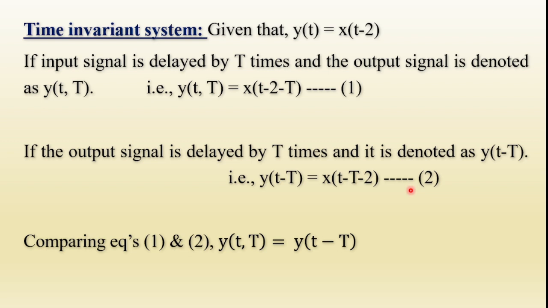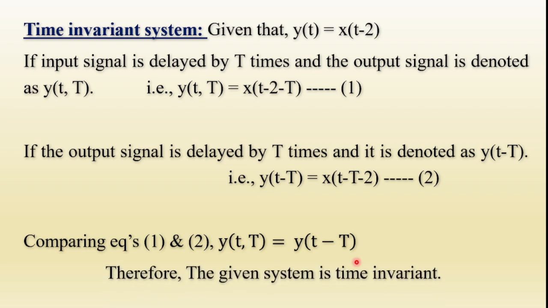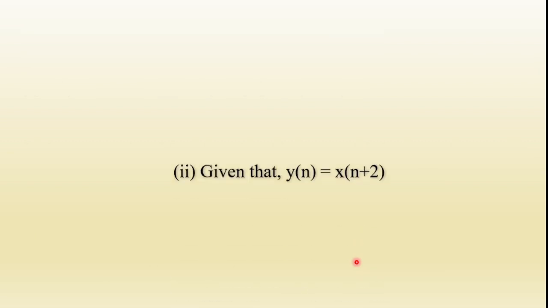So that is y of t comma capital T is equal to y of t minus capital T. The time invariant system condition is satisfied here. Hence, the given system is time invariant system. This is the procedure we can determine time variant and time invariant system. And this is the first bit explanation.